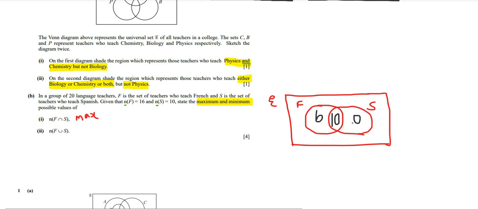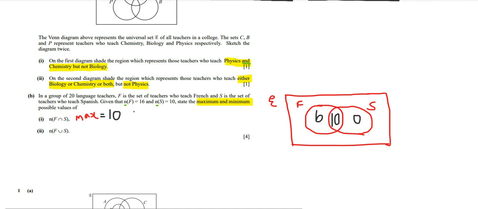Since the number of Spanish teachers here would have to be -1, and you can't have negative Spanish teachers. So we have to have 10 in the intersection region, right? Because we're considering all the Spanish teachers to also be French teachers, and that's the maximum possible value we can have for the intersection.